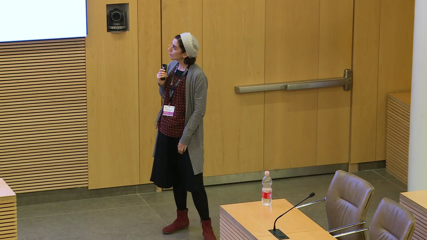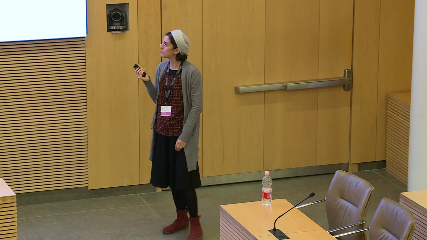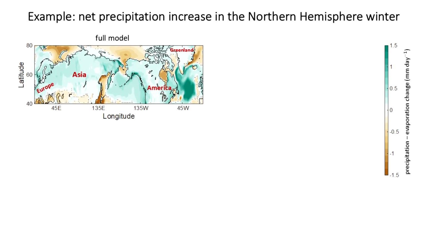I'm going to give you an example for a case in which we used this method to study the role of ocean processes in the changes that we see in the atmosphere. So this case is the projected net precipitation increase in the northern hemisphere winter. What is net precipitation? We define it as the difference between precipitation and evaporation.